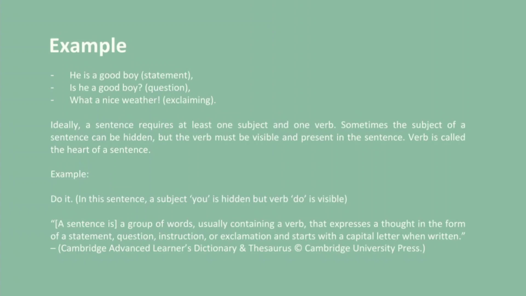Ideally, a sentence requires at least one subject and one verb. Sometimes the subject of a sentence can be hidden, but the verb must be visible and present in the sentence. Verb is called the heart of a sentence. For example, do it. In this sentence, the subject you is hidden, but the verb do is visible.